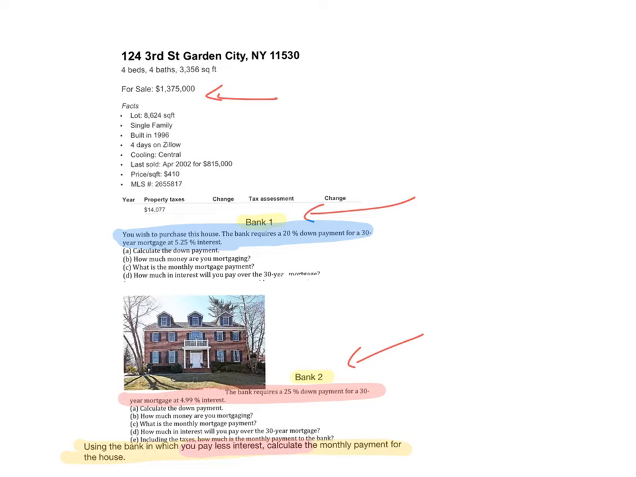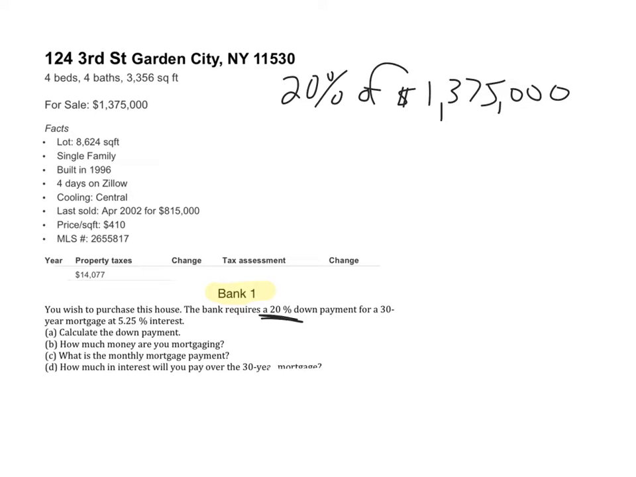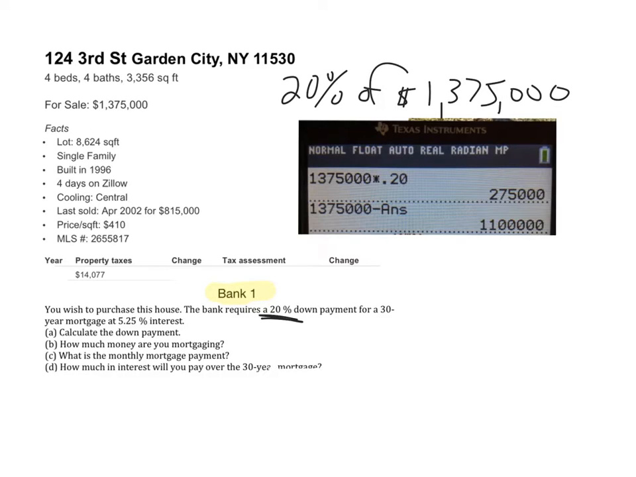So we're going to have to go through the calculations for each bank and determine which one has you paying less interest. So for Bank 1, we need to calculate a 20% down payment. So we're going to do 20% of the price of the house, which is that $1,375,000 figure. So the down payment in letter A is going to be $275,000. So that's your down payment.